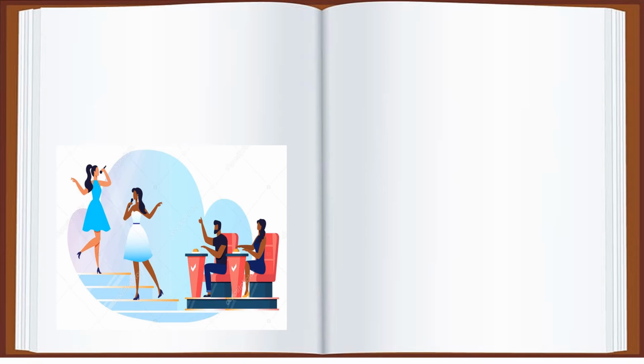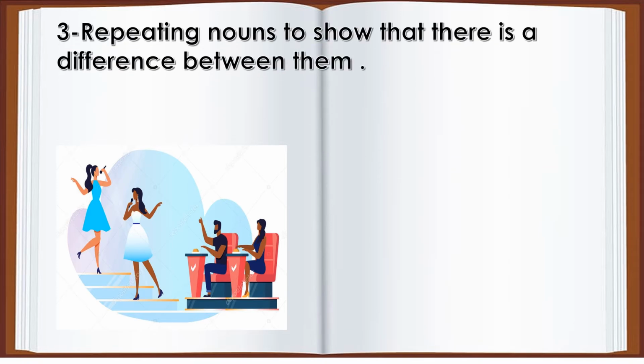And now I am going to give you the third case, repeating nouns to show that there is a difference between them. يعني حتى باللغة الإنجليزية أنت ممكن تكرر الاسم. For example, look at this picture. They are judging which one is better than the other. So we can say that not all singers are the same. يعني مش كل المغنيين بيغنوا في نفس الability القدرة. Okay? So if I want to show that there is a difference between singers, not all singers, not all students, not all teachers are the same.